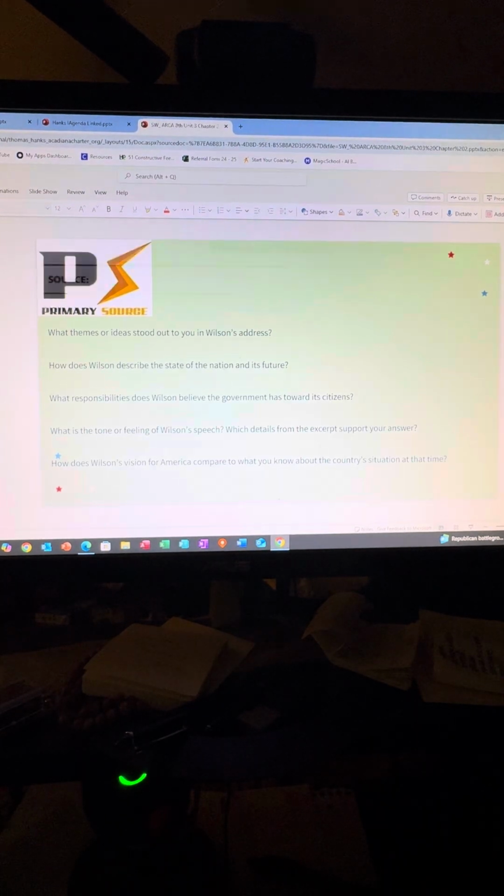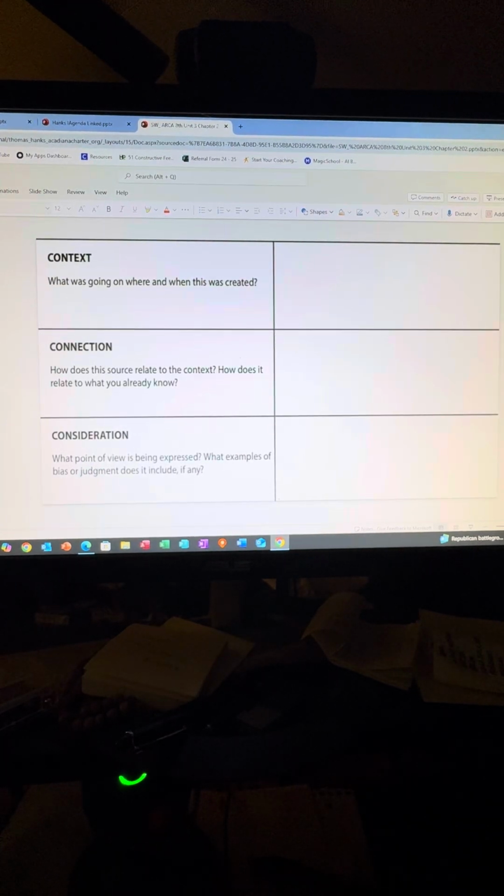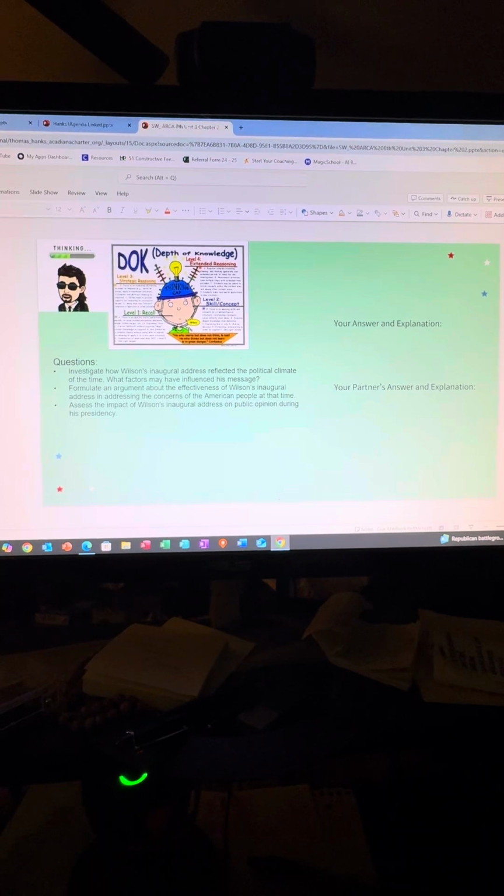I also want the students to do a primary source analysis, just breaking it down, because that helps students understand the points of the message, what the main message is, and who the audience of the message is. I'll take the first and the second one for a DOK question. Investigate how Wilson's inaugural address reflected the political climate of the time. What factors may have influenced his message? When they talk about political climate, it's just the standings of the world, like what are the feelings of the world? Is it cooling off? Is it really warm? What does he see?